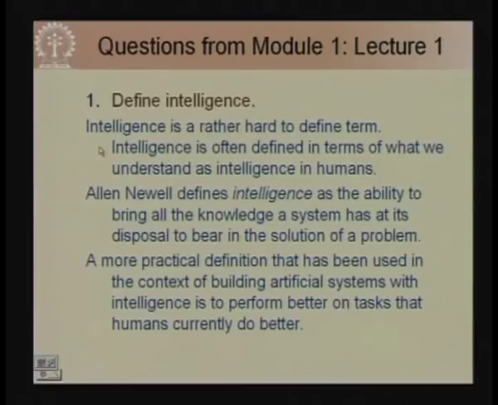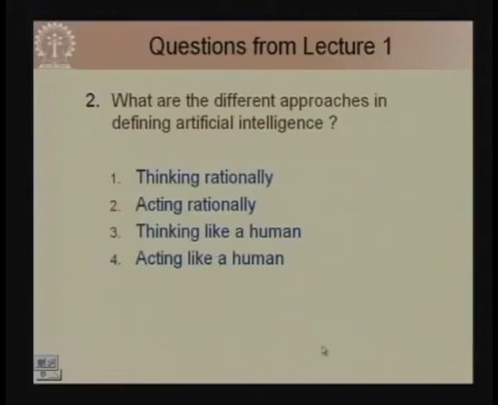The answer: intelligence is actually a rather hard to define term. It is often defined in terms of what we understand as intelligence in humans. Alan Newell has defined intelligence as the ability to bring all the knowledge of a system to bear on the solution of a problem. A more practical definition has been given in the context of building artificial systems: intelligence is the ability to perform better on tasks that humans currently do better. So, that was question number 1.